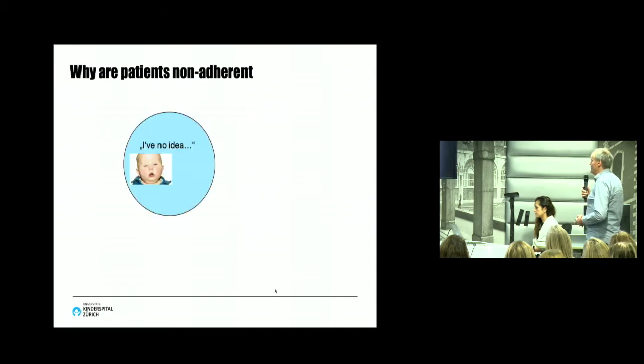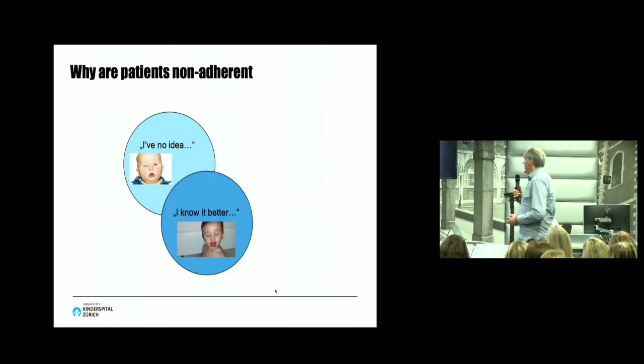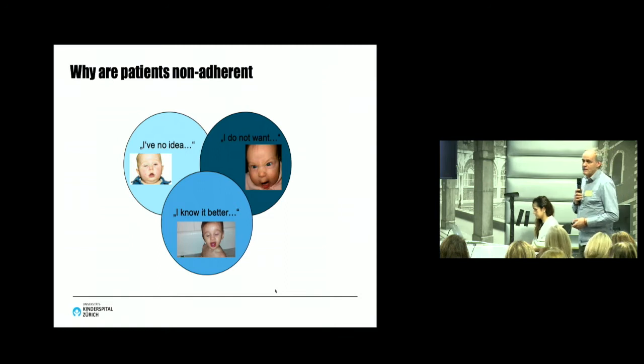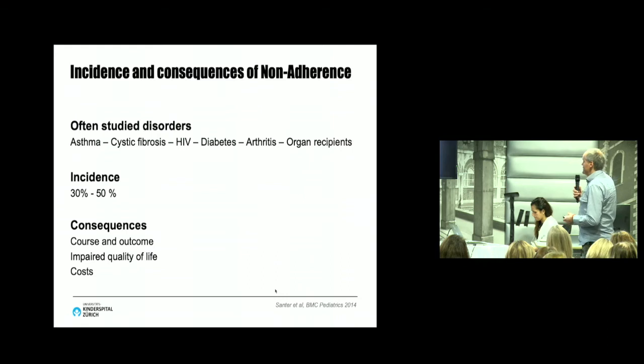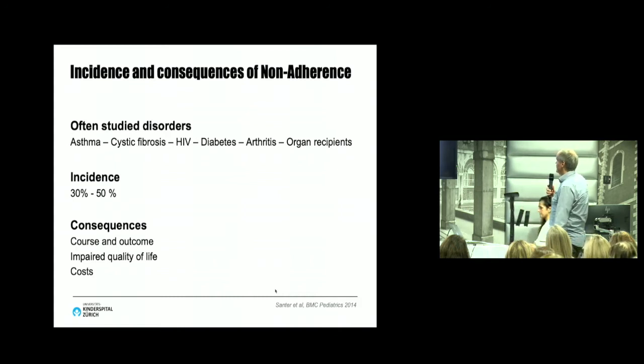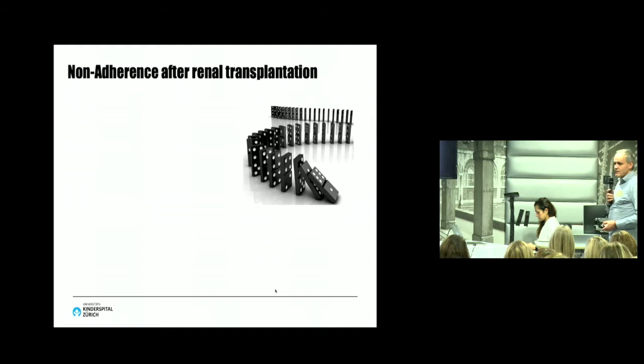There are three possibilities. They have no idea, that's the first one. They know it better, or they just don't want to. So these three possibilities are for non-adherence. If you have a look at the literature and look at what has often been studied in terms of adherence or non-adherence, you see that there are many diseases, disorders, from asthma to cystic fibrosis, HIV, and so on. It's not that many published, and the incidence of non-adherence is about 30 to 50%, and the consequences in general are that the course and the outcome are of course affected quite seriously. They can end up with an impaired quality of life, and of course it does raise the costs of all the health systems.